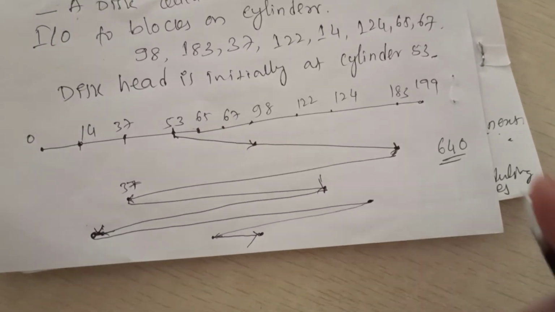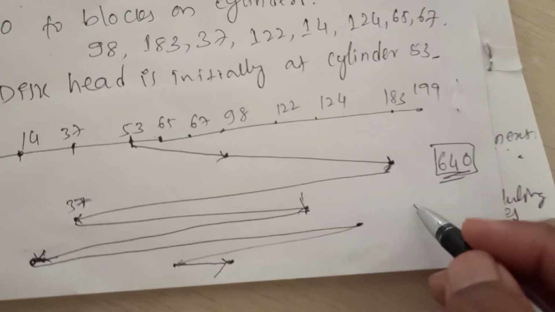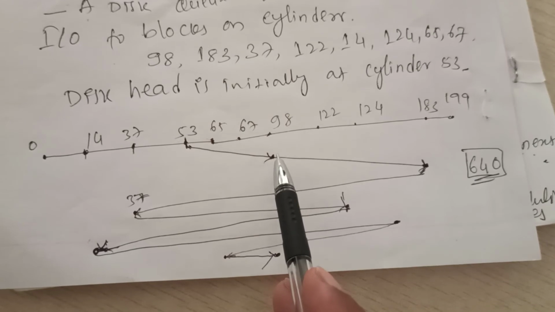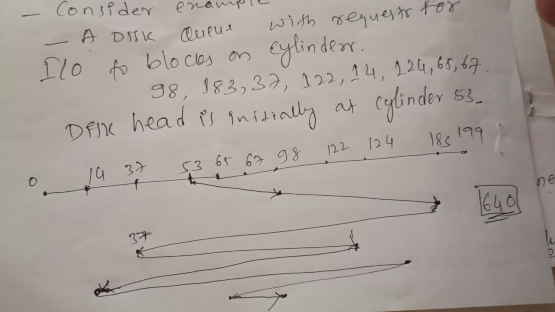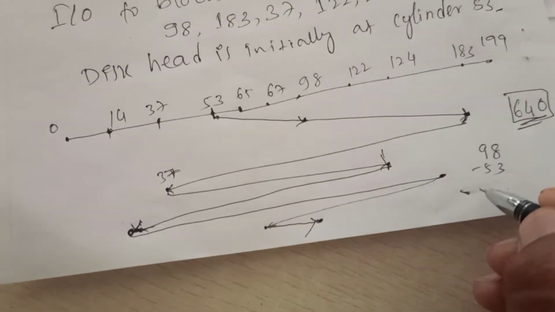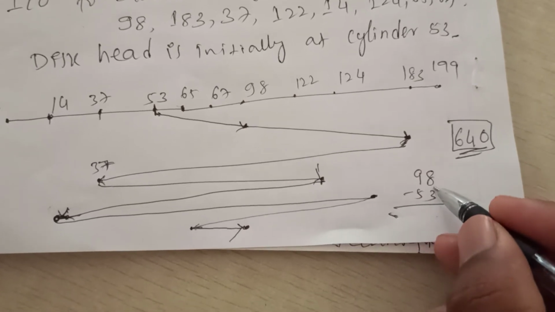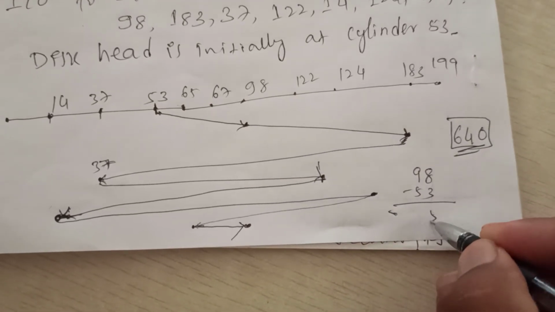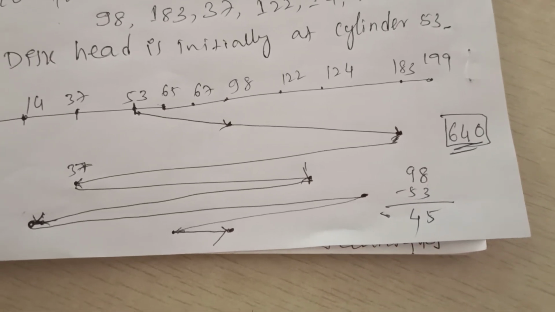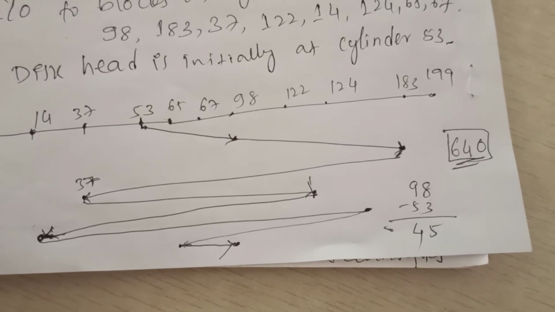So how is this count calculated? Just see here, the total number of movements required from 53 to 98. What you do here is subtract, that is 98 minus 53. How much value will we get here? 8 minus 3 means 5, and 9 minus 5 is 4, so it is 45. Like this we will go on calculating for the remaining also.